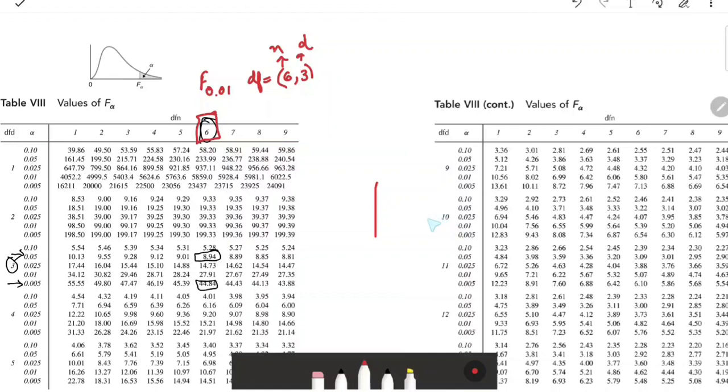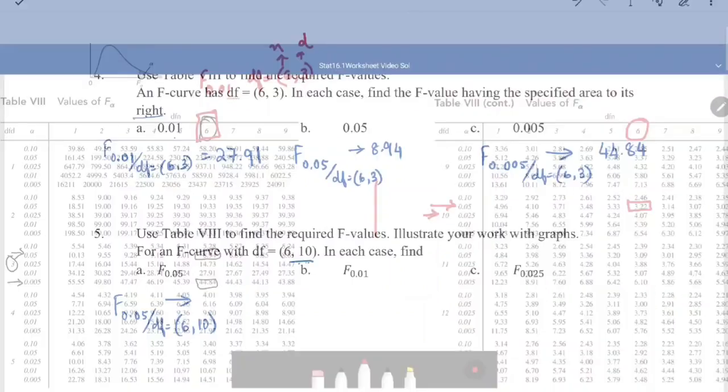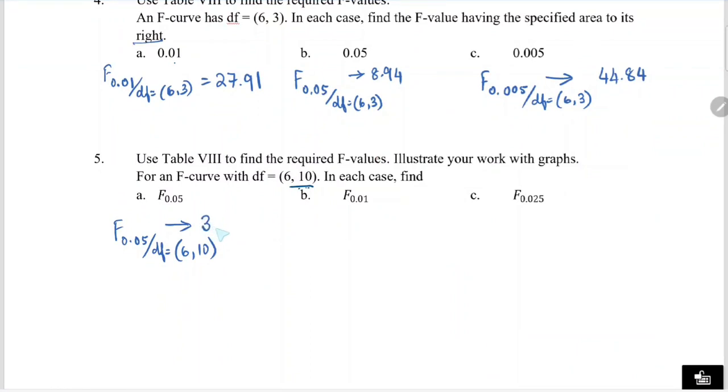So where is 10? Here we have 10, right? So actually we should be looking on the right-hand side table. So we have 6 and 10, and 0.05 is this row here. So the corresponding F value is 3.22. 3.22 is the answer for this.